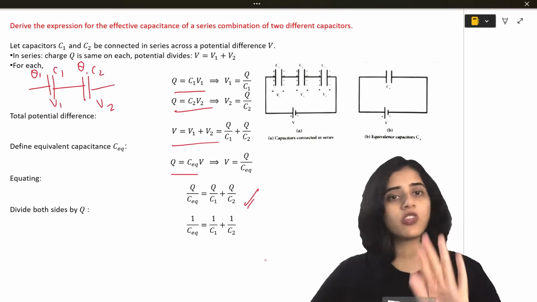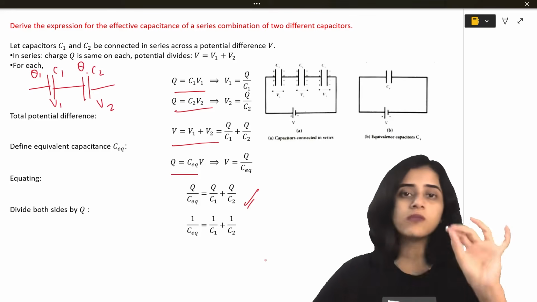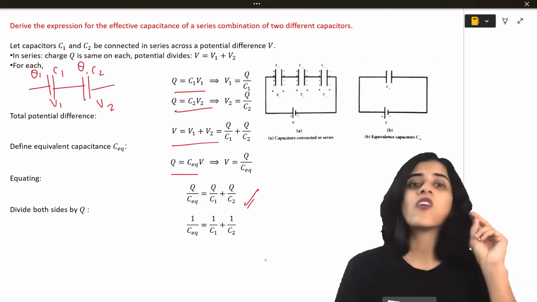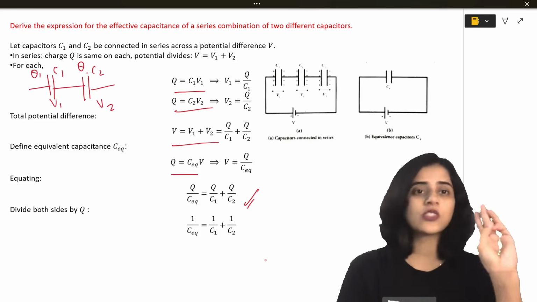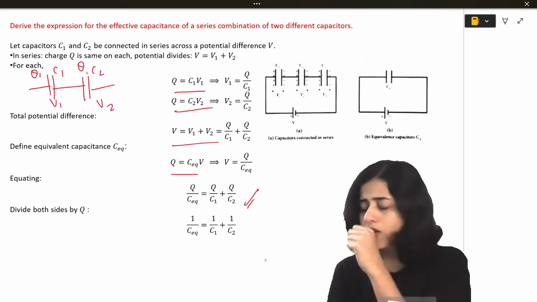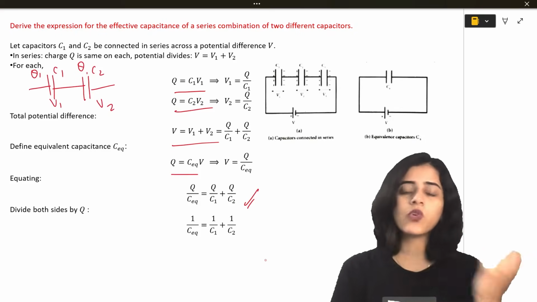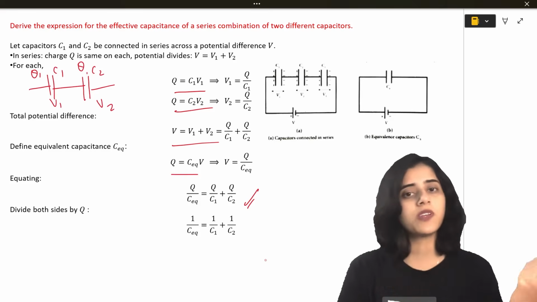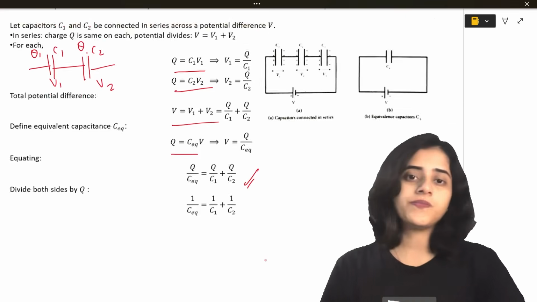Now, the same question they can ask you for parallel combination as well. That also you should learn. For parallel combination, the only thing that you need to remember is voltage is the same, charge and capacitance are different. So it will be Q1, Q2, C1, C2, and V and V. Voltage is going to be the same for both. It's going to be V and V.